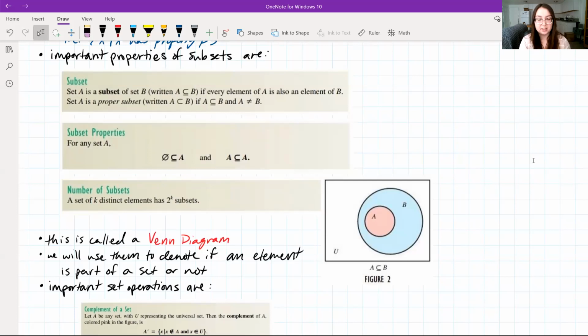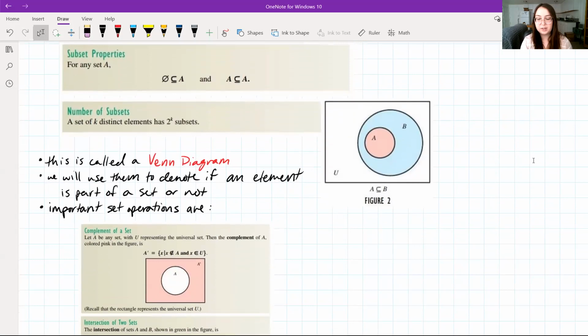So for the number of subsets, a set of k distinct elements has 2 to the power of k subsets. This means that if you have a set that has 5 elements, you have 2 to the power of 5 subsets, or 32 subsets.